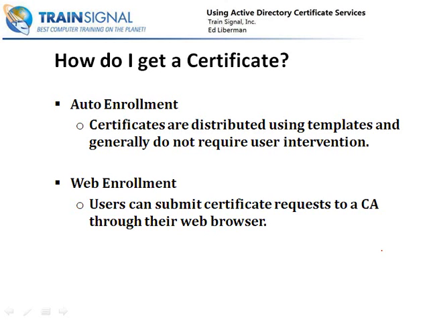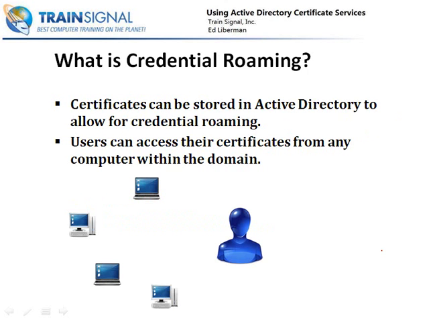Now, the other primary form of enrollment would be web enrollment. With web enrollment, a user can submit a request for a certificate through a web browser. There's a URL to the CA where there'll be a little form that you fill out with your information, and then that request goes to the CA, and a certificate manager can look over the information and decide whether to issue the certificate to you or not.